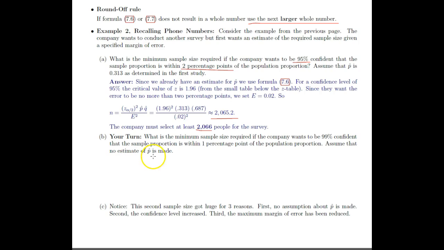All right, so we want to find the minimum sample size, so we're looking for n here, required if the company wants to be 99% confident that the sample proportion is within 1 percentage point of the population proportion. Assume no estimate of p hat is made. Okay, so we're going to use that formula for n, the z sub alpha over 2 squared times p hat times q hat all over e squared.